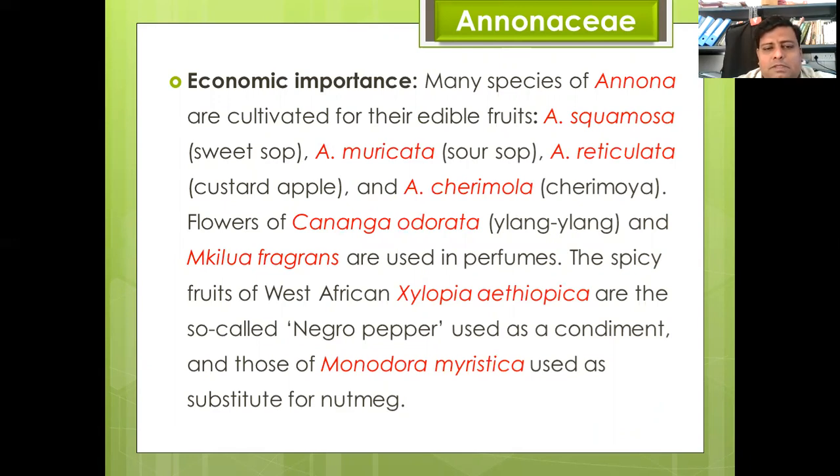The spice fruit of Western African Xylopia aethiopica is the so-called negro pepper, used as a condiment, and that of Monodora myristica is used as a substitute for nutmeg. Nutmeg, we use jaiphal, and Monodora is used as its substitute.